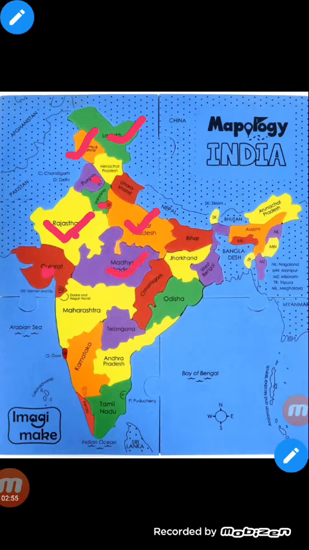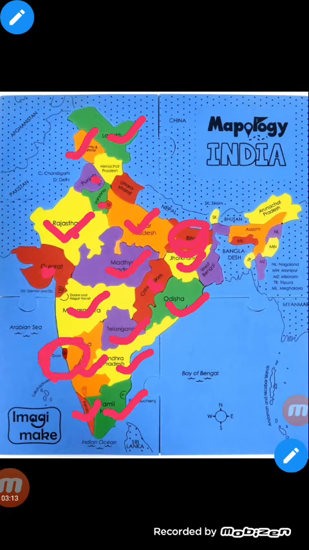Gujarat, Madhya Pradesh, Maharashtra and Chhattisgarh, Jharkhand, Bihar, Odisha, Telangana, Andhra Pradesh, Karnataka, Tamil Nadu, Kerala, and here is Goa, and Goa is the smallest state of India. West Bengal, look at this here, West Bengal, and Sikkim is here.